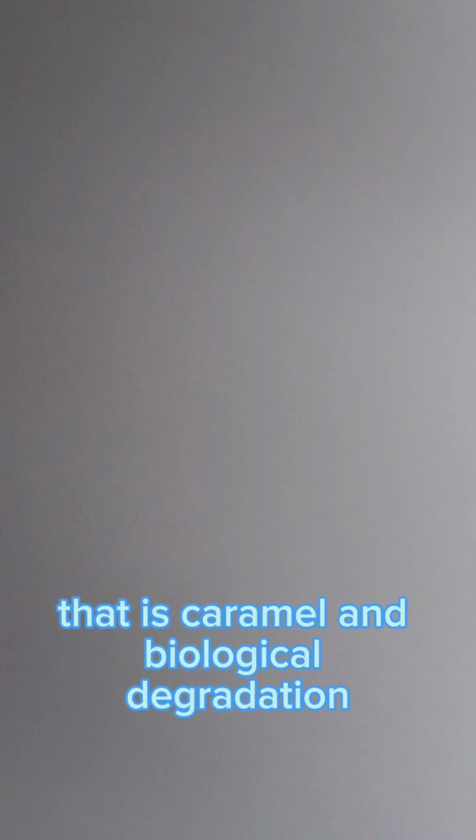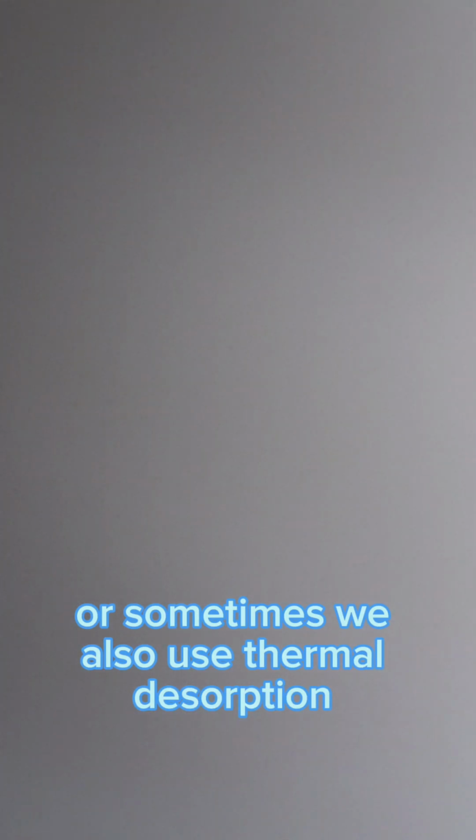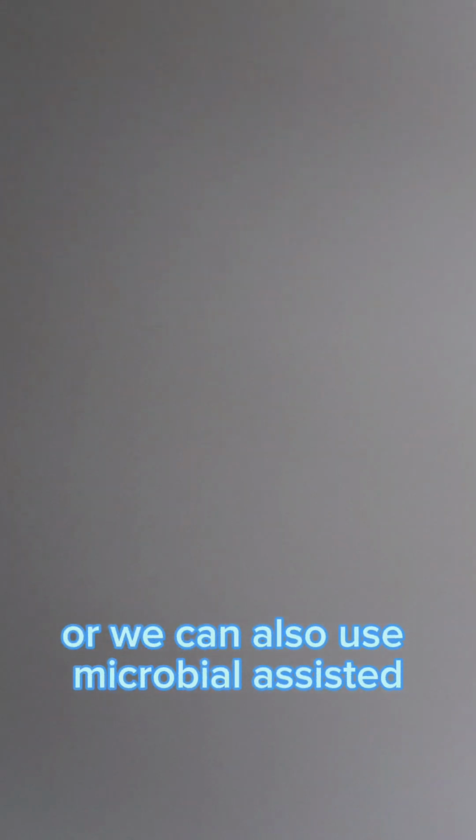That is chemical treatment, thermal and biological degradation or photocatalytic, or sometimes we also use thermal desorption or decomposition, chemical desorption. In case of chemical, we can use different kinds of eluent, or we can also use microbial-assisted adsorbent regeneration. Also sometimes we can use steam or sonication. These are different kinds of techniques. Today we will see how we perform these experiments in the lab.